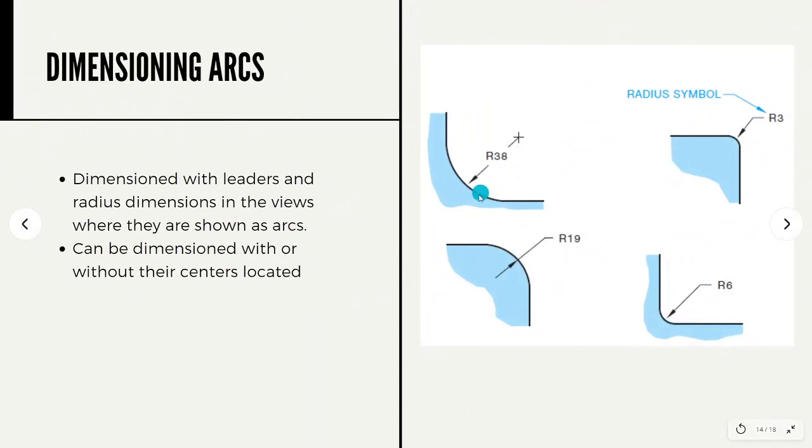Next is dimensioning arcs. These are dimensions with leaders and radius dimensions in the views where they are shown as arcs. They can be dimensioned with or without the centers located. If it is a circle, the center is usually marked with a cross sign or center mark. Again, the radius symbol is R. So this is how to dimension arcs.